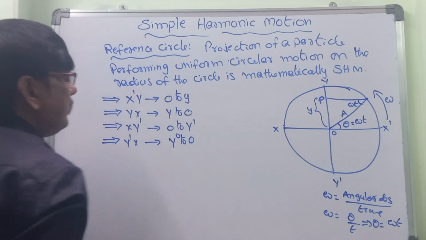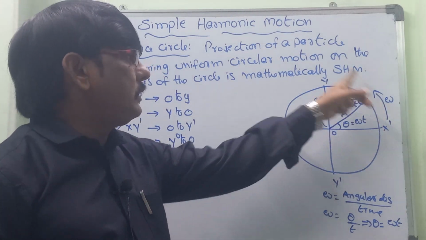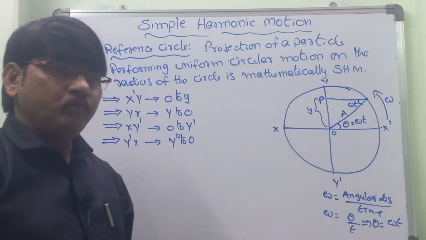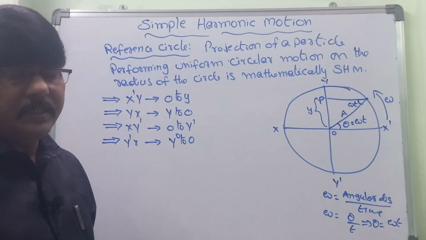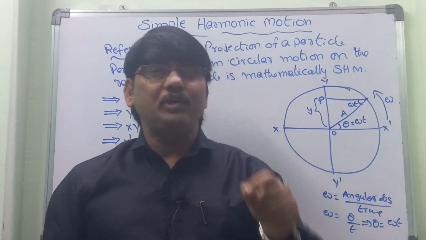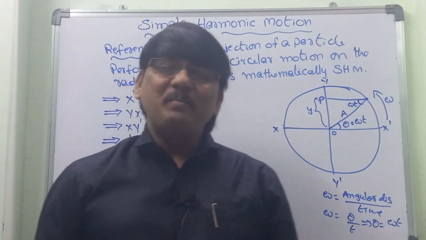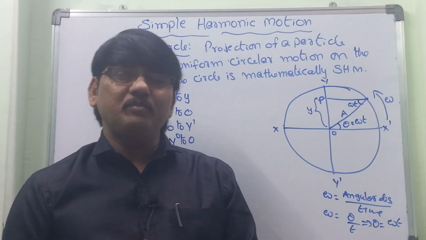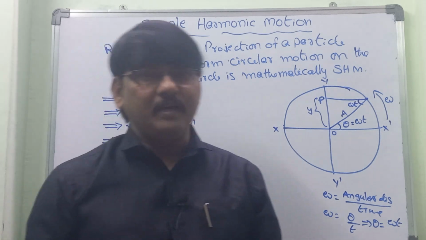If you observe, the particle is starting from o and making a certain displacement and makes again its original position. So this example shows that SHM, simple harmonic motion, is nothing but the projection of a particle performing uniform circular motion on its radius. This is what we are calling simple harmonic motion.